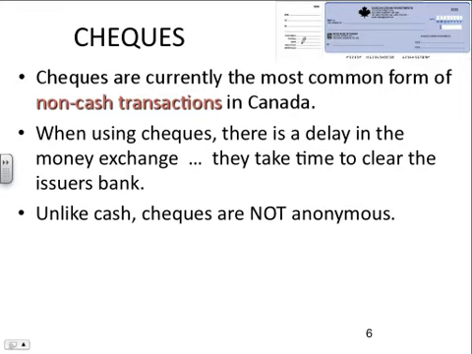Unlike cash, checks are not anonymous. So with cash, no one knows where the cash came from. However, checks are not anonymous because they have the name of the person whose bank account it came out of, the name of the person who wrote the check, and the person who received the check.